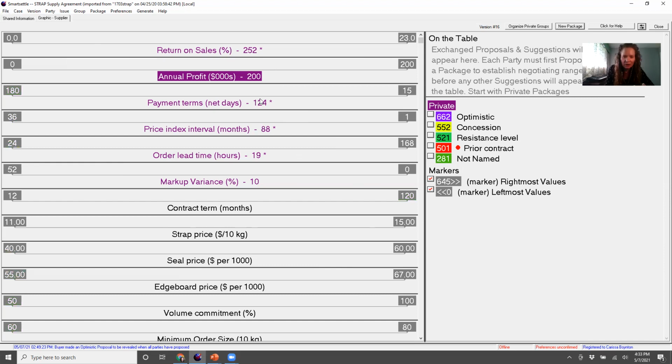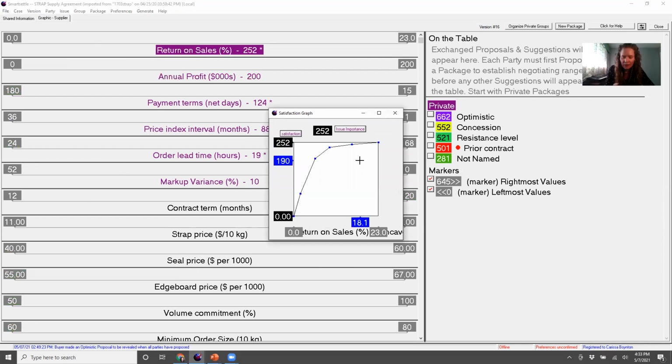So while we're talking about preferences, you're probably wondering what happens if preferences on a certain issue are not linear. If we look at return on sales here, every issue has a satisfaction graph behind it. And you can see here that around 9.9, 9.7, supplier satisfaction starts to fall more steeply. And after 9.9, he's fairly satisfied all the way up to the 23, where he's fully satisfied.